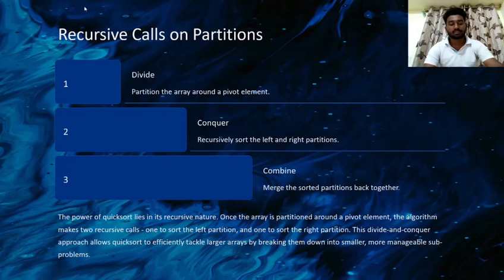The power of quicksort lies in its recursive nature. Once the array is partitioned around a pivot element, the algorithm makes two recursive calls, one to sort the left partition and one to sort the right partition. This divide and conquer approach allows quicksort to efficiently tackle larger arrays by breaking them into smaller and more manageable subproblems.